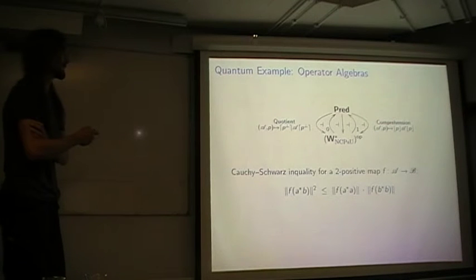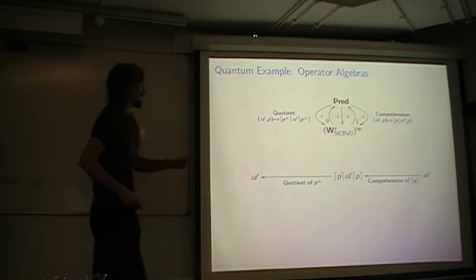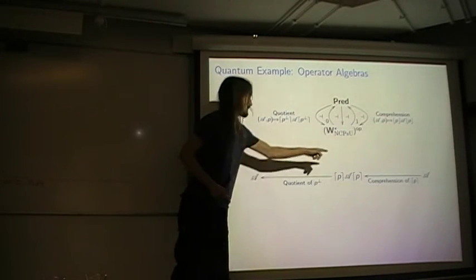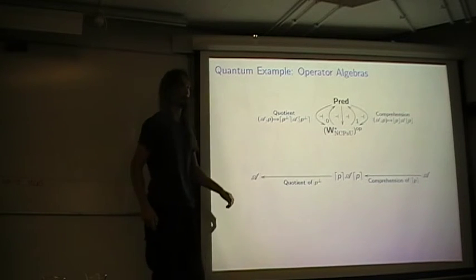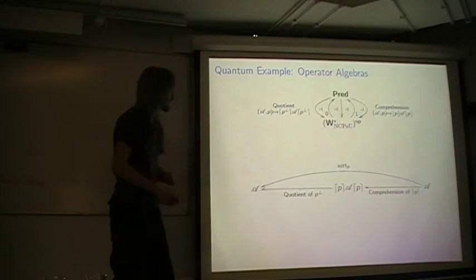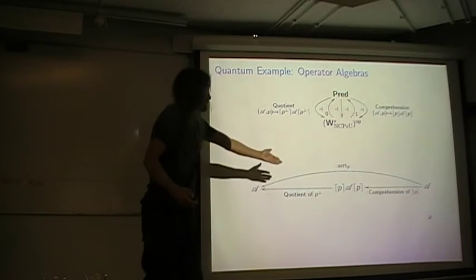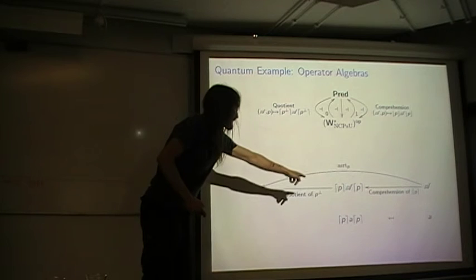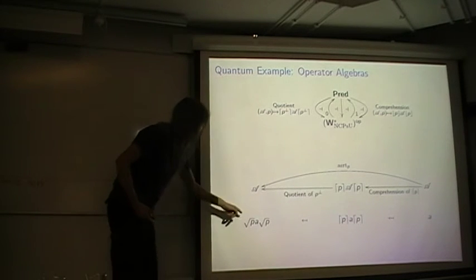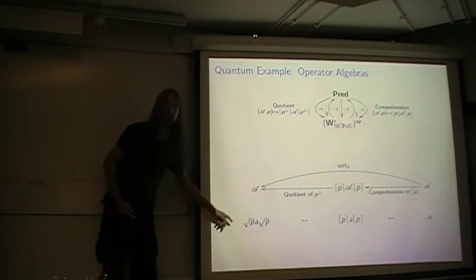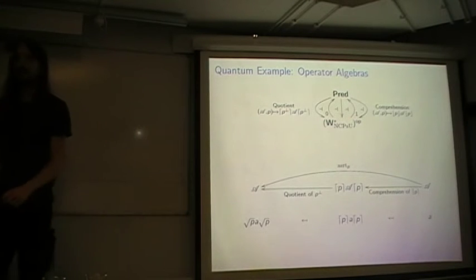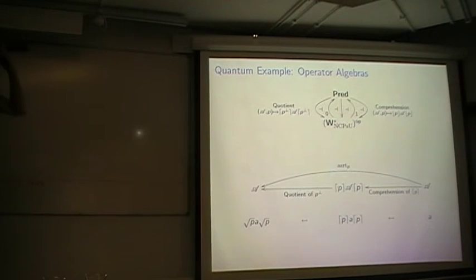Now let's get to the assert map. If we compose the quotient and the comprehension, they go in the other way now. Then we get, and you have to believe me on this, that A gets mapped to the square root of P, A, square root of P. So this is what I promised you.